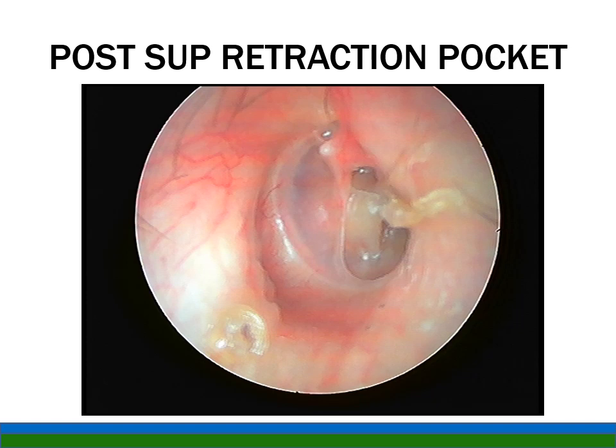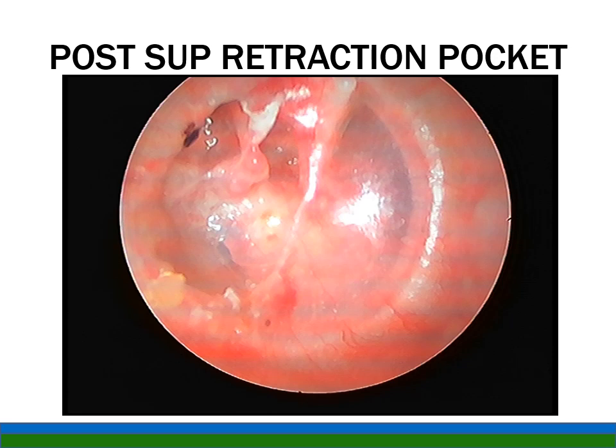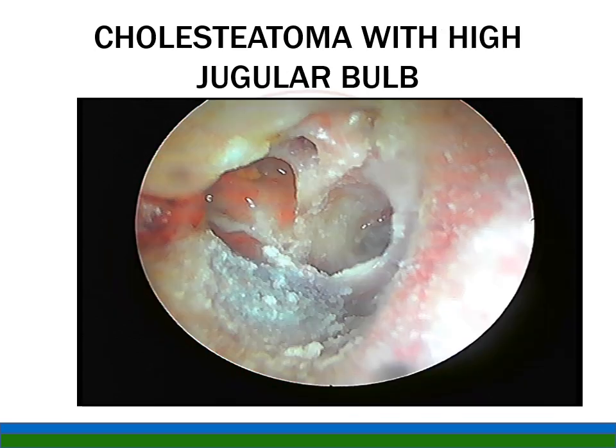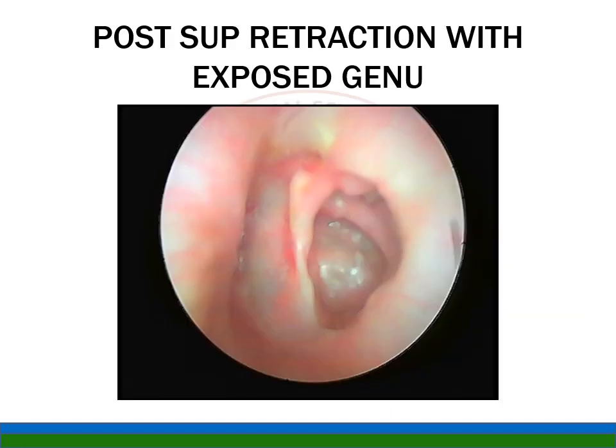See, can you see the posterior superior retraction pocket of the tympanic membrane? Here again you can see a posterior superior retraction pocket which is wrapping the ossicles here, right? Can you see cholesterol with a high jugular bulb? You can see all the cholesterol flakes. Can you see a posterior retraction pocket, with the exposed facial nerve here? Okay.